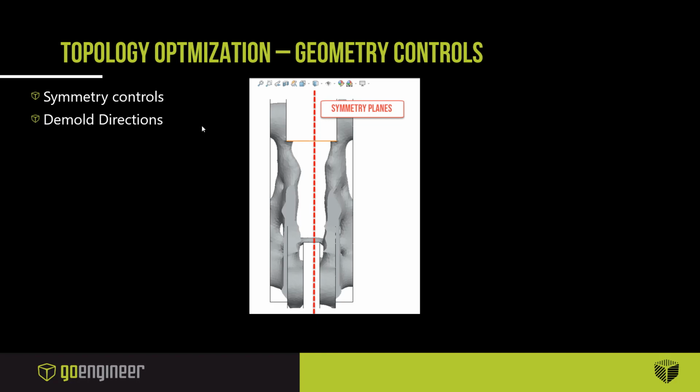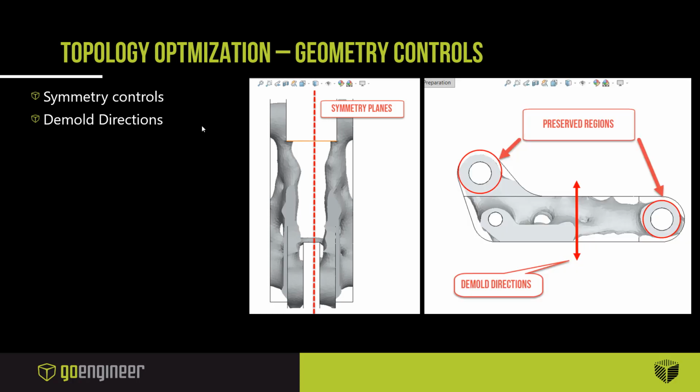In addition, in order to make a part more manufacturable, we have demold directions. For example, as it removes material, we want to make sure that it doesn't remove material from, for example, the inside of the model itself. It's really hard to manufacture hollow internal cavities, as it turns out, using traditional manufacturing methods.